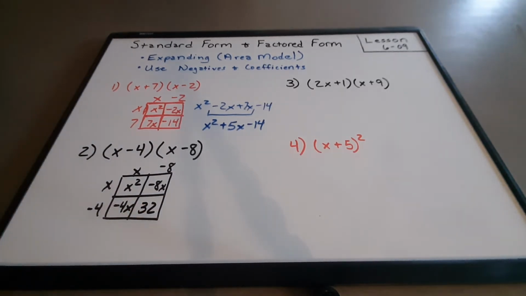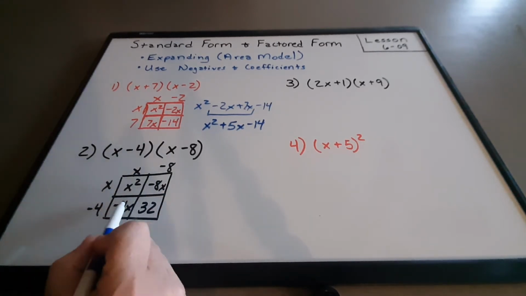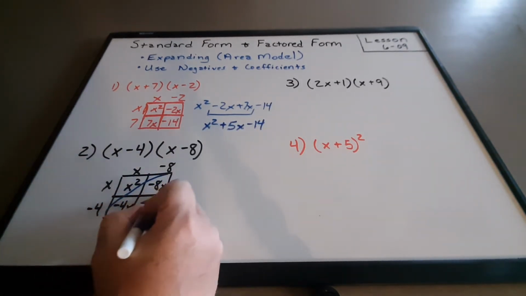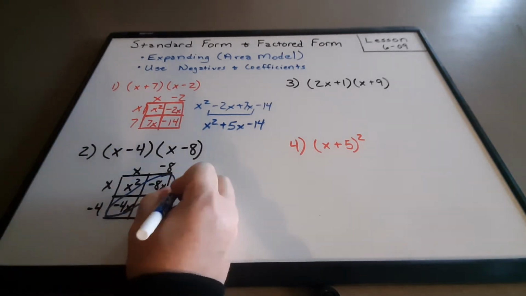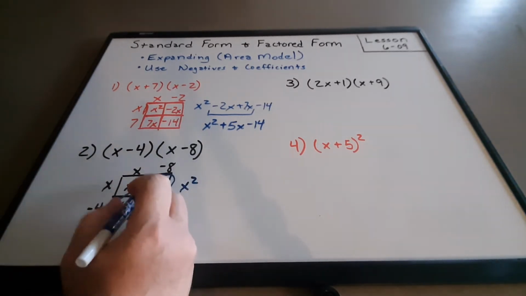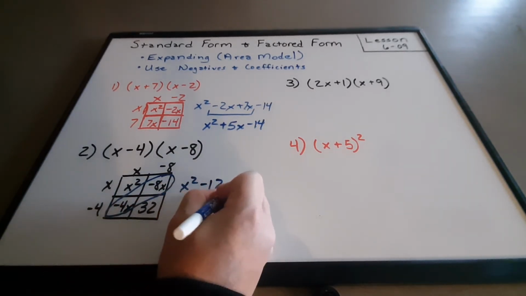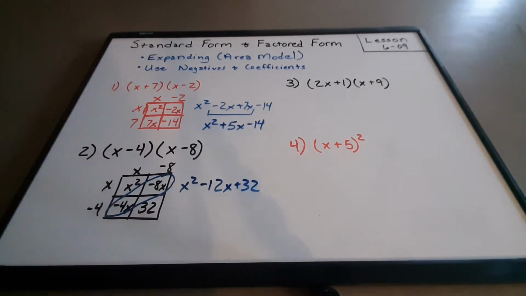One thing that can help some people is instead of writing the whole thing out, you could just combine like terms that you see right here. So you could speed it up by going x squared, negative 8 and negative 4 both have x, so they're negative 12x plus 32. If you want to write it all out, feel free to do that.